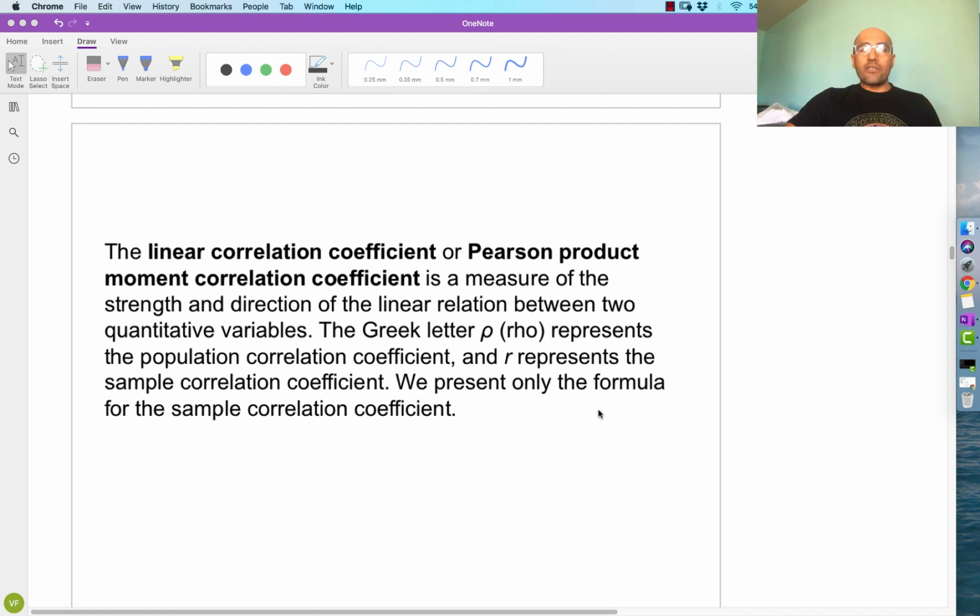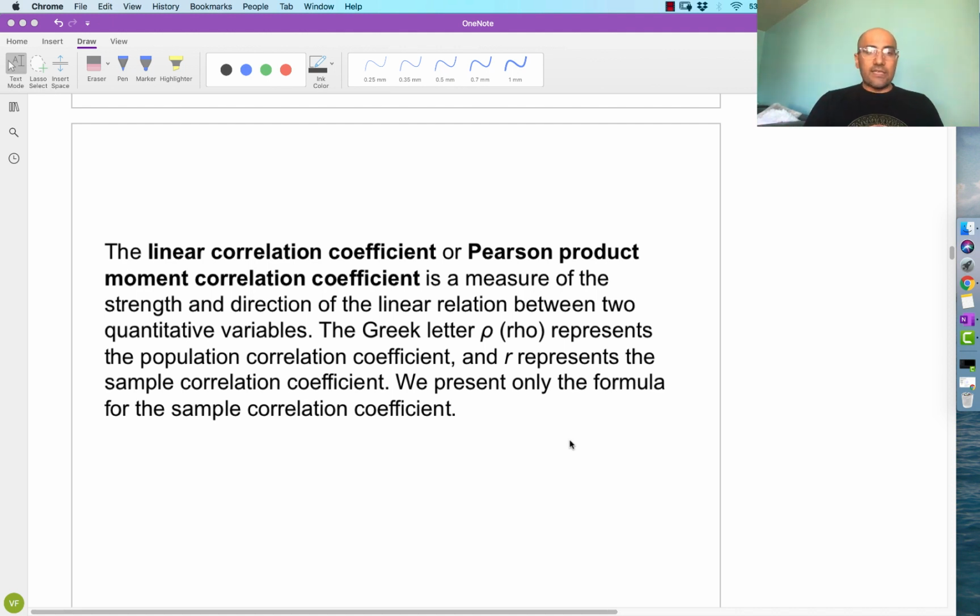So the linear correlation coefficient, or the Pearson product moment correlation coefficient, is a measure of the strength and direction of the linear relationship between two quantitative variables. The Greek letter rho, this guy right here, represents the population correlation coefficient, and then the letter R represents the sample correlation coefficient. We present only the formula for the sample correlation coefficient.